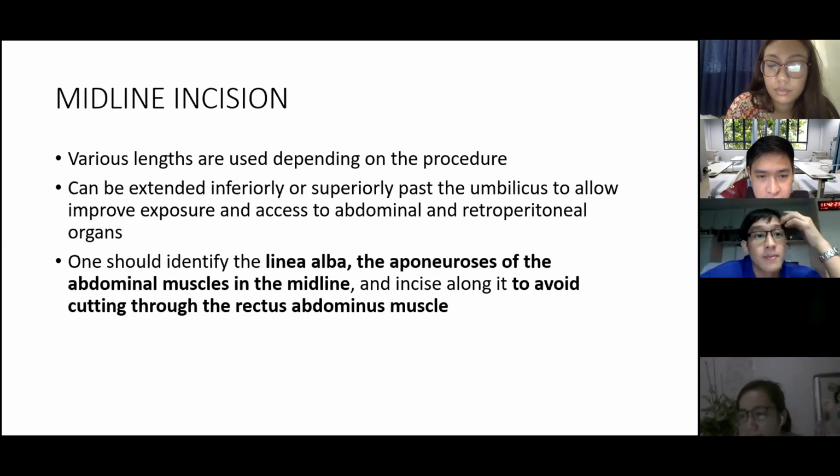This can avoid bleeding and risk for bleeding. Sorry.